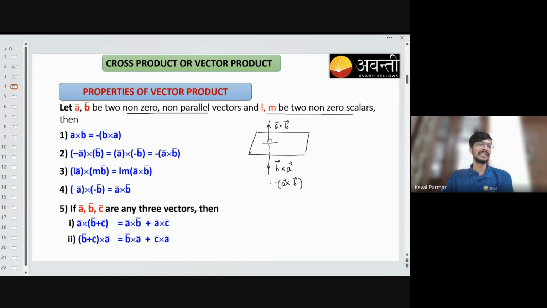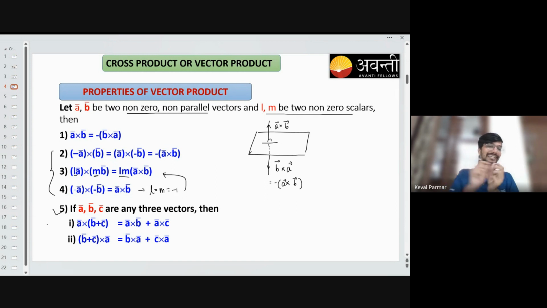Next is negative sign. We can take any negative sign anywhere else. Third is here. Constants we can multiply separately. No need to keep them with the vectors. And same is fourth. So second, third, fourth are all the same. In the fourth, what has happened? The value of L and M is -1. So L equals M equals -1 here. So if we put this here, minus minus will get cancelled.